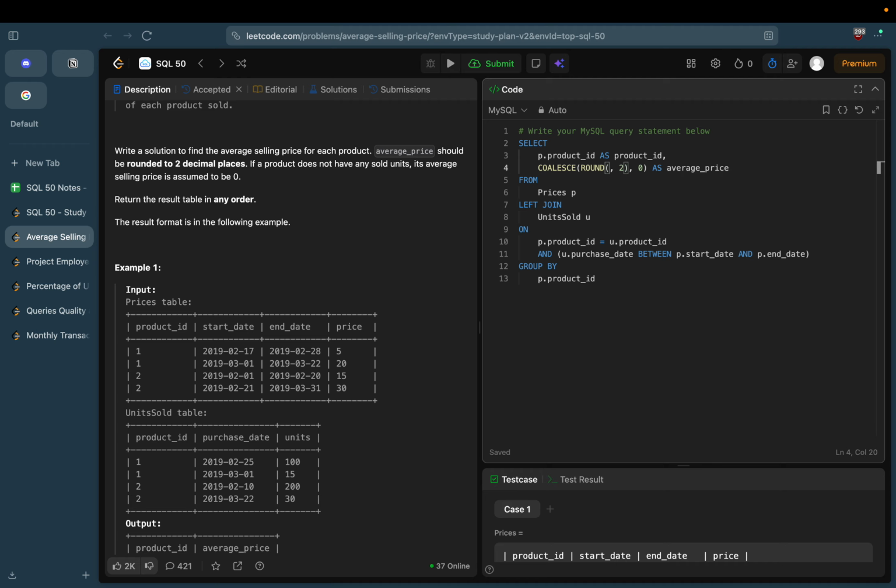Our calculation is the sum of total units times prices divided by the total number of units. I can use the sum function twice for this. So sum of price at a particular range of time times the units coming from the unit sold table. This sum is done and we're dividing it by the total number of units. So again, I can use the sum function.